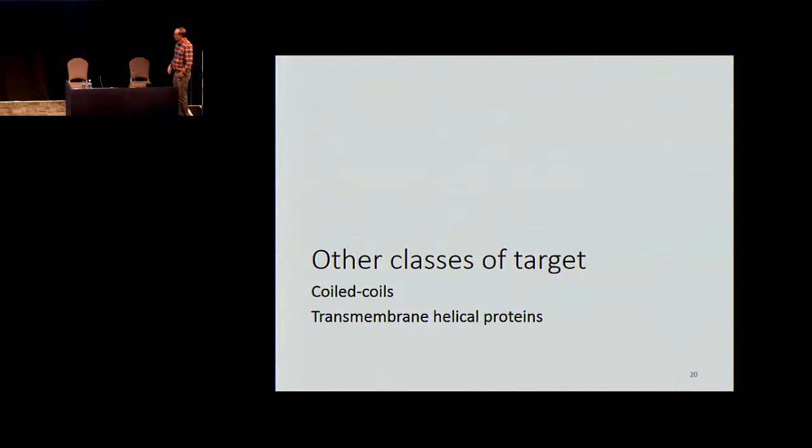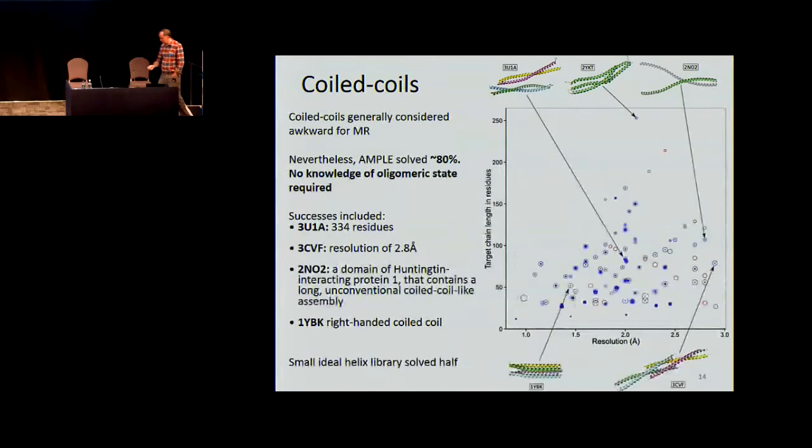That's where we started off. For various reasons, we got interested in other classes of targets. Turns out that AMPLE is particularly good at solving coiled coil structures, which are considered to be somewhat awkward. Here are some successes in blue and failures in red. This is resolution here from high resolution to relatively poor, 3 angstroms at this side. And this is the length here. And you can see that we solved most of these. It's quite a large number in the test set, around 80% solved.